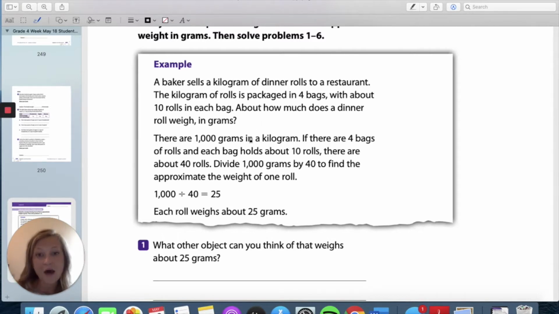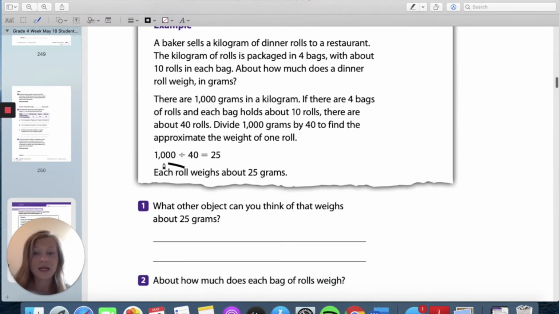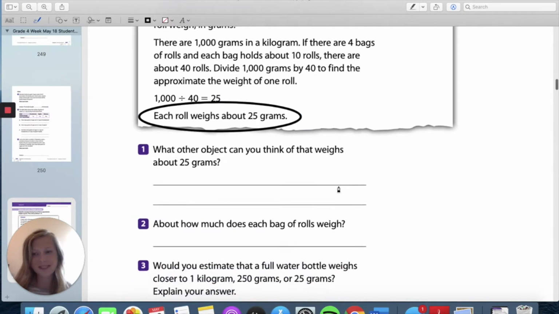Well, it says there are 1,000 grams in a kilogram. If there are 4 bags and each bag holds about 10 rolls, there are about 40 rolls. Okay, so we just learned now in 4 bags there are 40 rolls. So it wants us to divide 1,000 grams by 40 to find the approximate weight of 1 roll. So they said 1,000 divided by 40 equals 25. So this is important because now we know that each roll weighs about 25 grams. They're going to have you use this example to answer some questions.